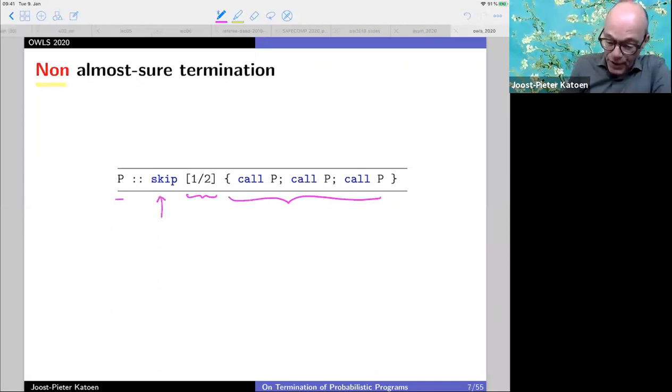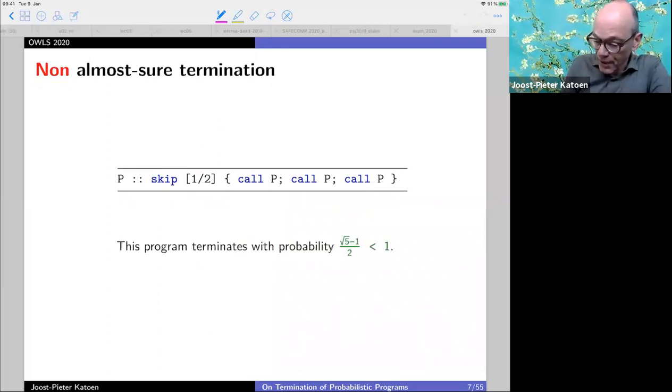It turns out that the termination probability of this program is a solution of an equation. If x_P is the termination probability of P, then either with probability 1/2 we terminate in one step, that corresponds to the skip statement, or with probability 1/2 we invoke the program 3 times in a row, and that means actually x to the power 3. And the least solution of this equation turns out to be actually the reciprocal of the golden ratio, the square root of 5 minus 1 divided by 2, and this is less than 1, and therefore this program is not almost surely terminating.